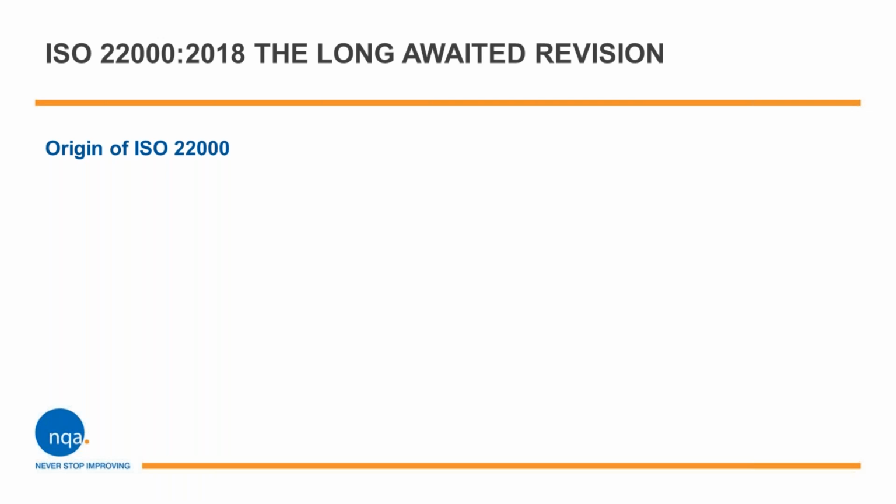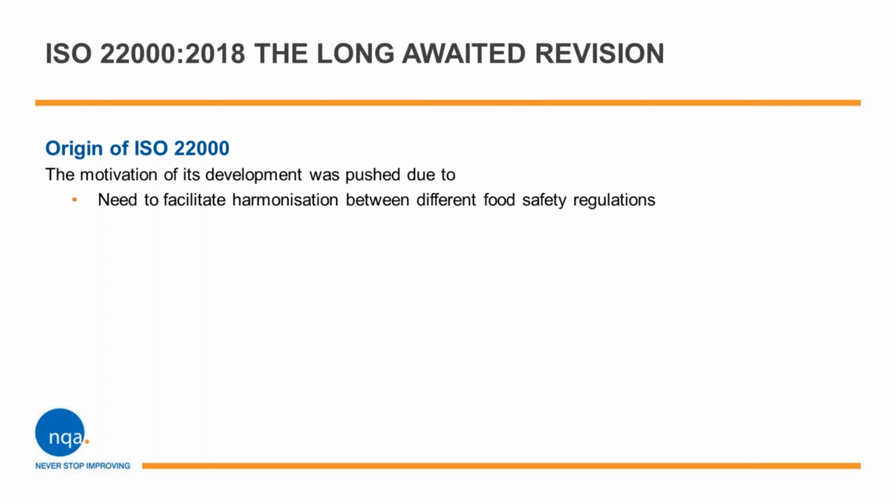So first of all, let's start from the beginning. Let's talk about the origin of ISO 22000. ISO 22000 was developed due to the need to facilitate the harmonization between different food safety regulations. There were several food crises in the past that challenged the credibility of the food industry. As you may remember, for example, the mad cow disease back in the 80s, adulteration of wines, adulteration of the mustard oil, and also a very sound crisis that happened in the States, related to the outbreak of salmonellosis due to the contamination of ice cream.